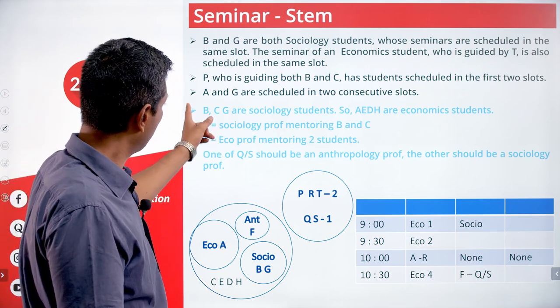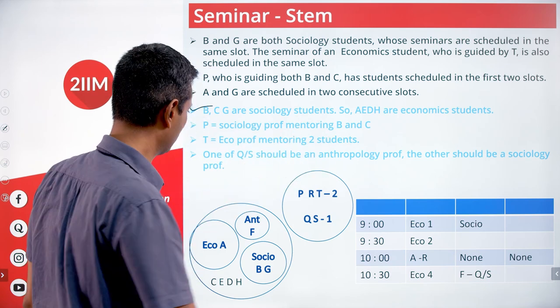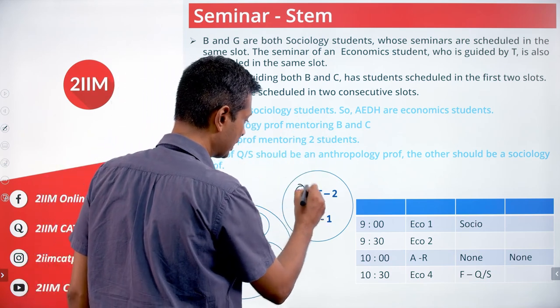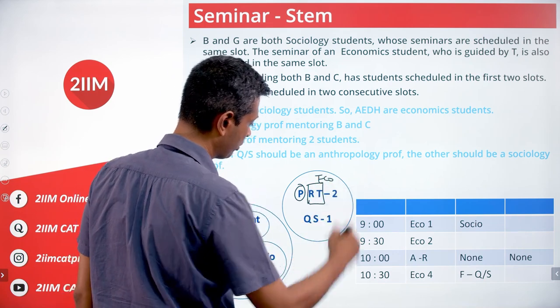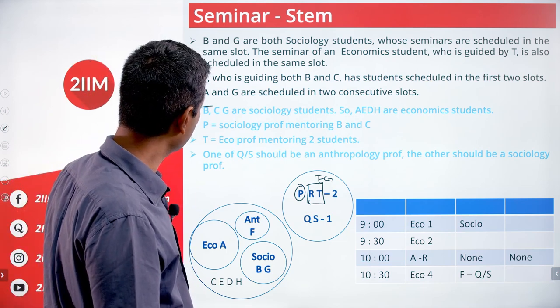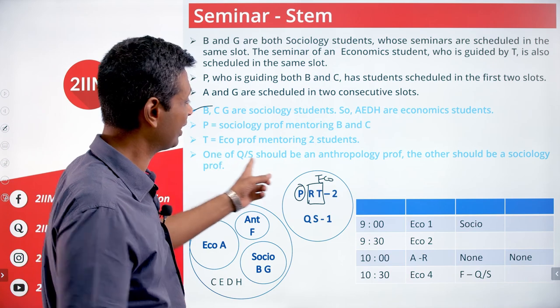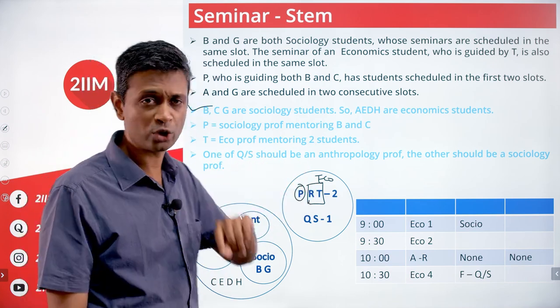So this inference we have made. Sociology: P is a sociology professor mentoring B and C. Lovely. So P is sociology. R and T should be economics. Q and S, one of them should be for sociology, the other should be for anthropology. All good so far. T is the professor mentoring two students. He's an economics professor mentoring two.